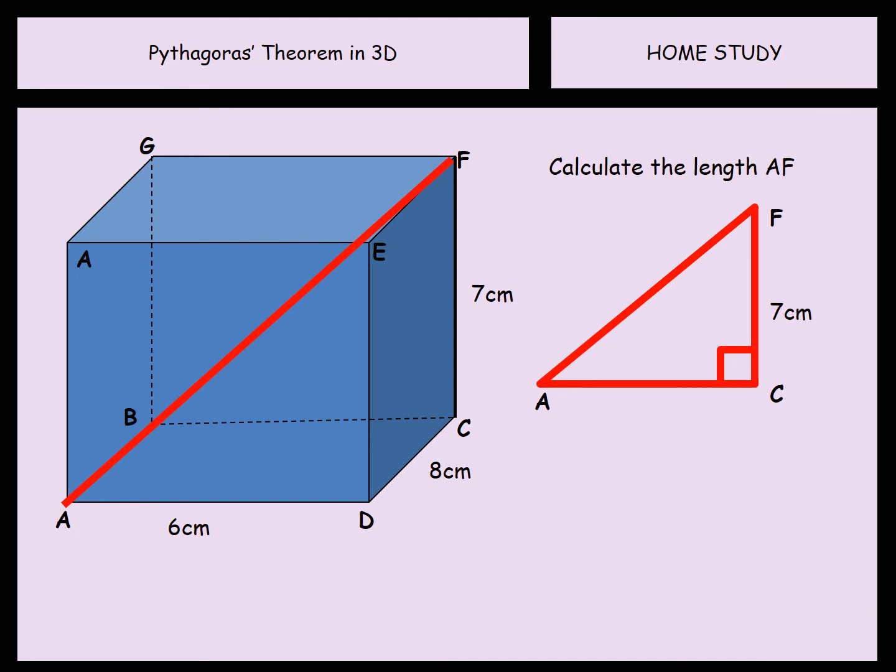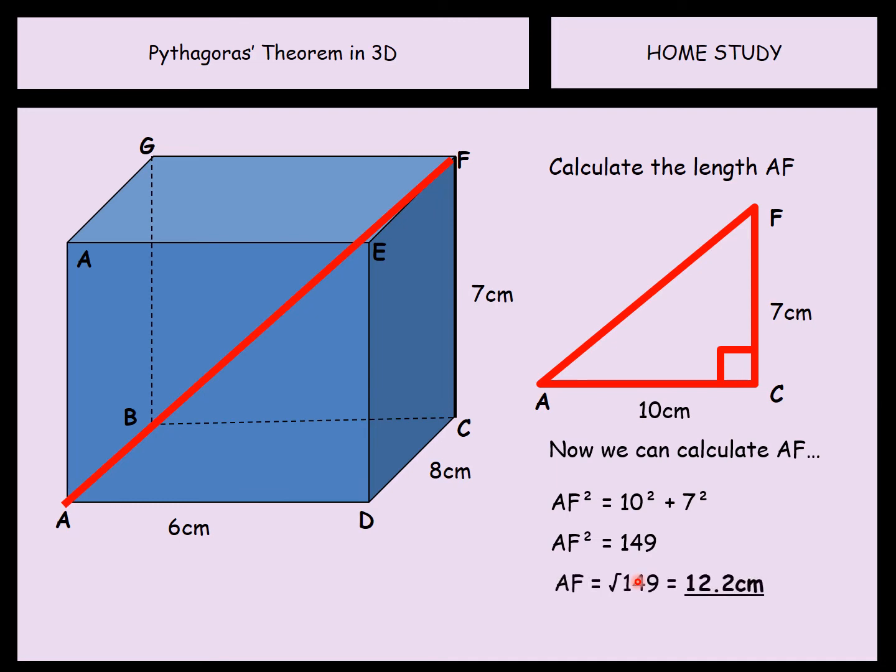Now, going back to our previous image, what we said we wanted to know was how long AC was. Now, we've just calculated that AC is 10. So we can pop that in, and now we can use Pythagoras for a second time on this new triangle, ACF, and work out the longest side here, giving us 149 for AF squared, square root it, and we're going to get 12.2 centimeters.